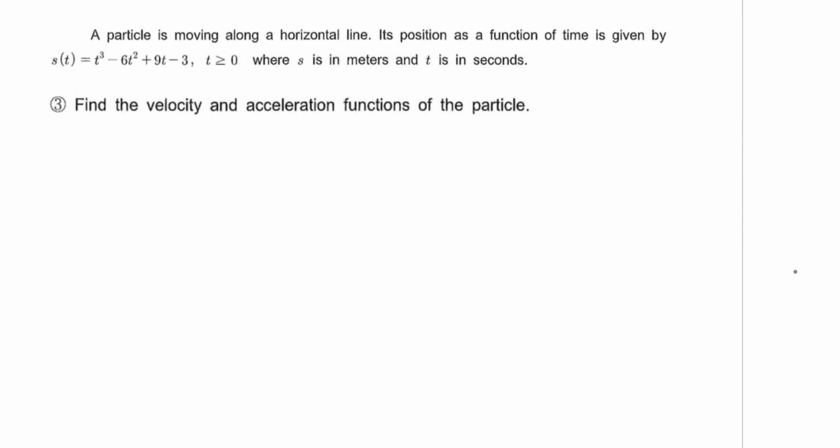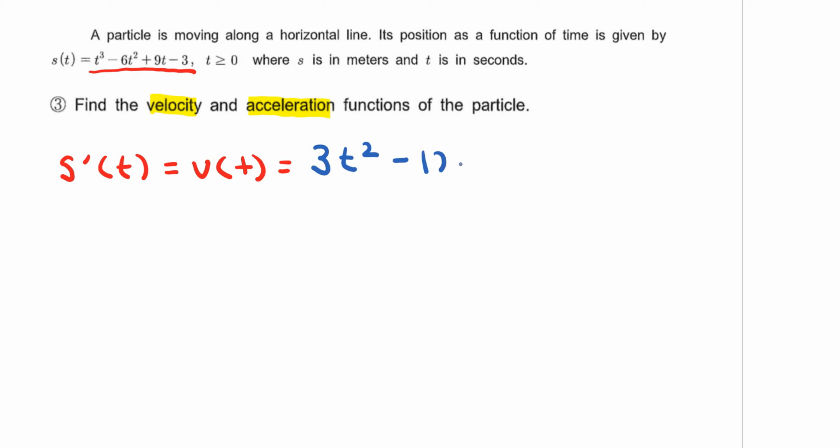For part three, I need to find the velocity and the acceleration function. This isn't too bad. This is just your second and third derivatives. If I want to find the derivative of s of t, that's the same thing as your velocity function. The derivative of that using the power rule would be 3t squared minus 12t plus 9. So there is my velocity function.